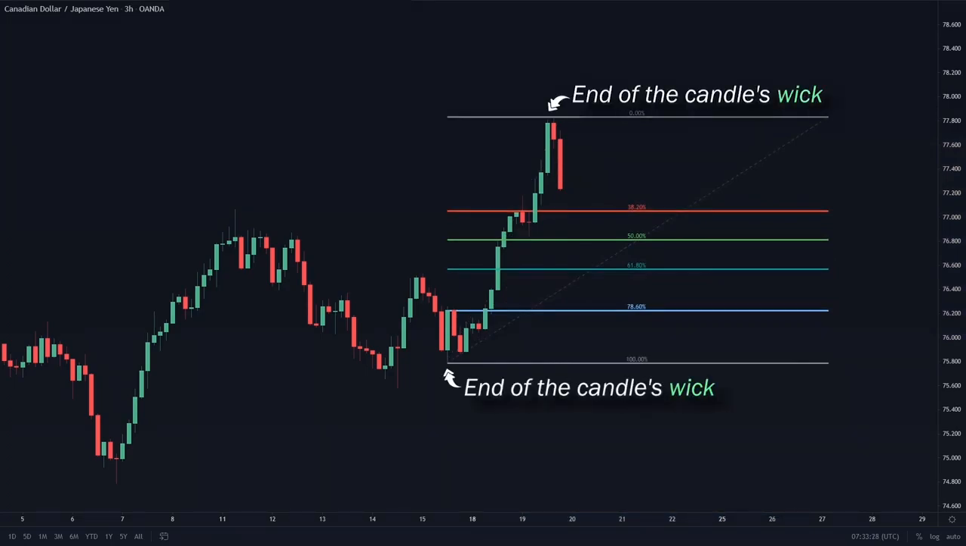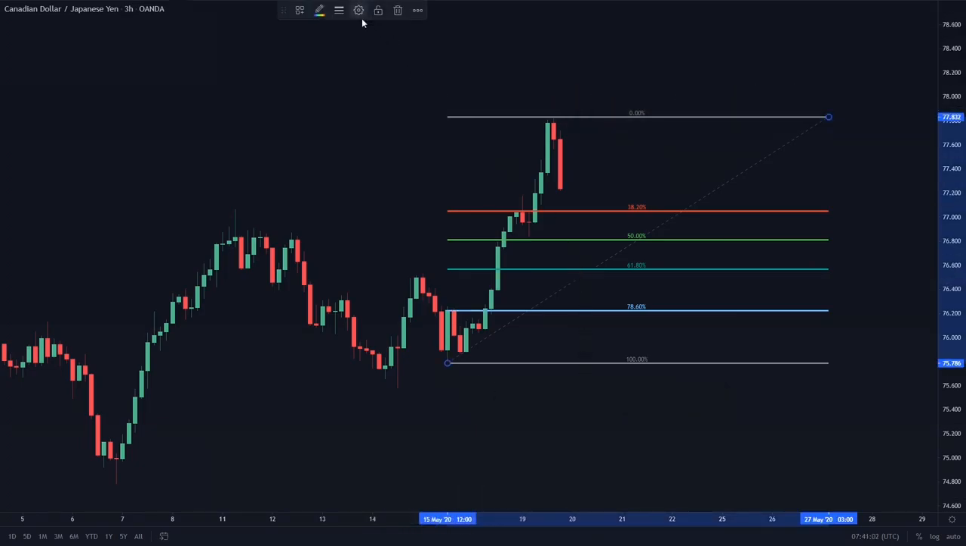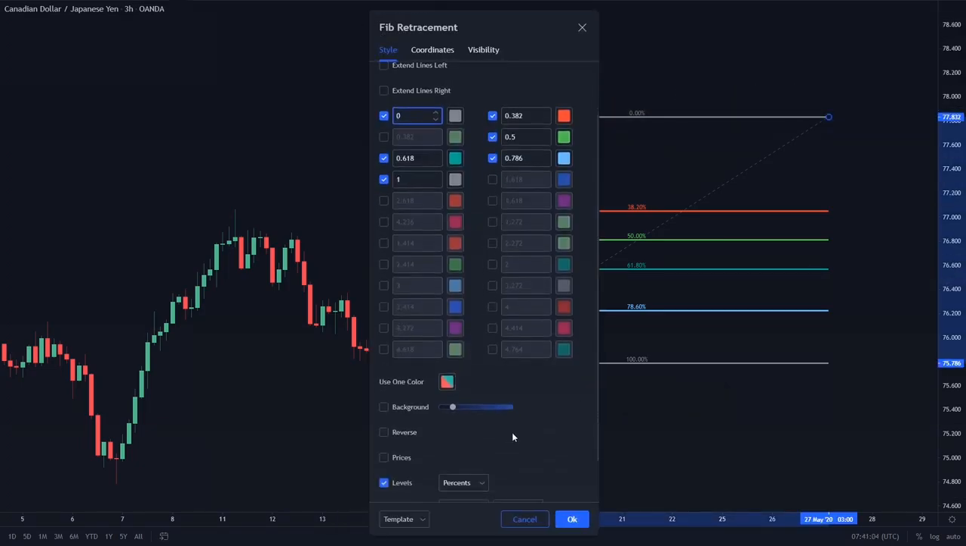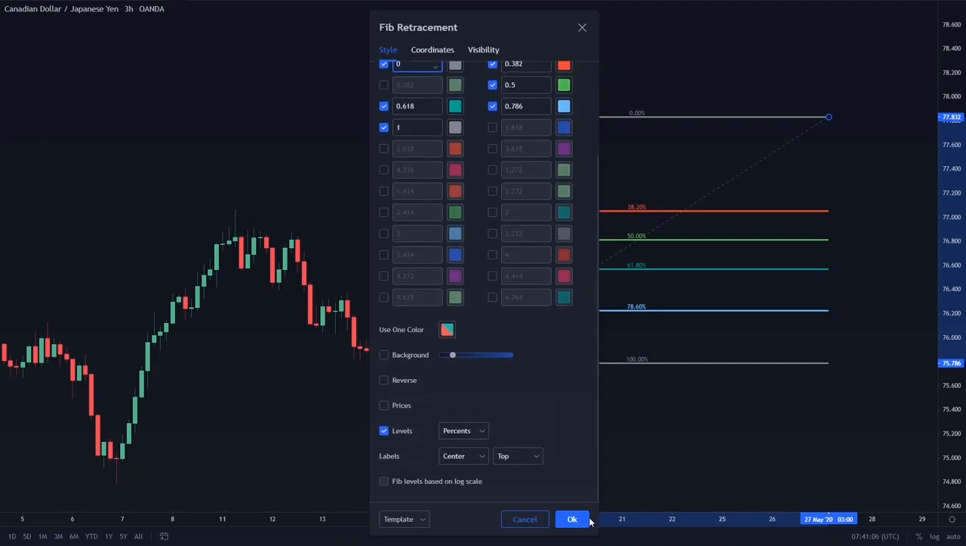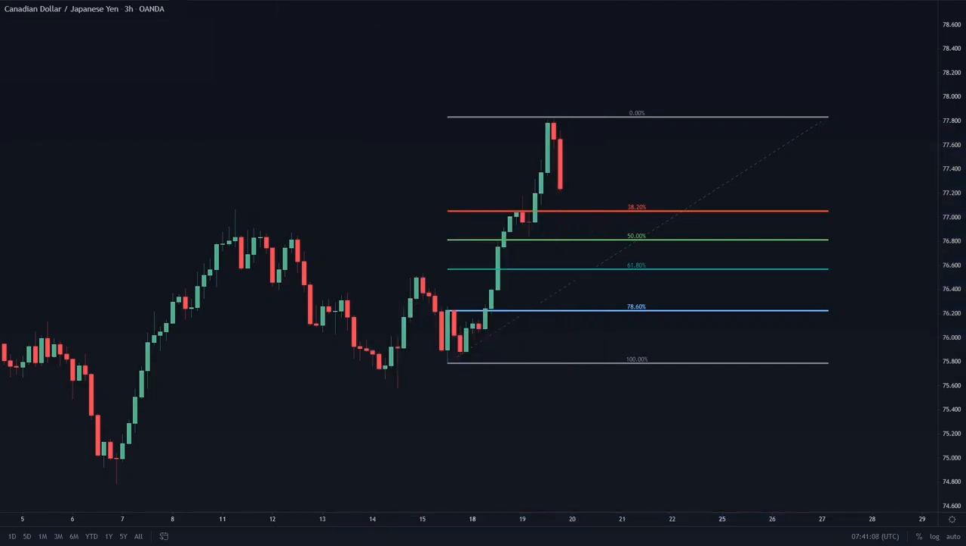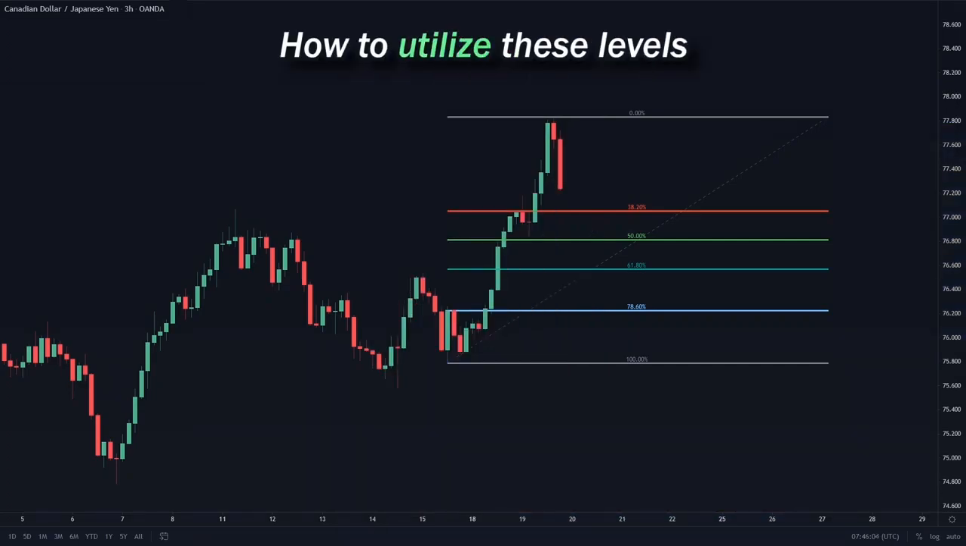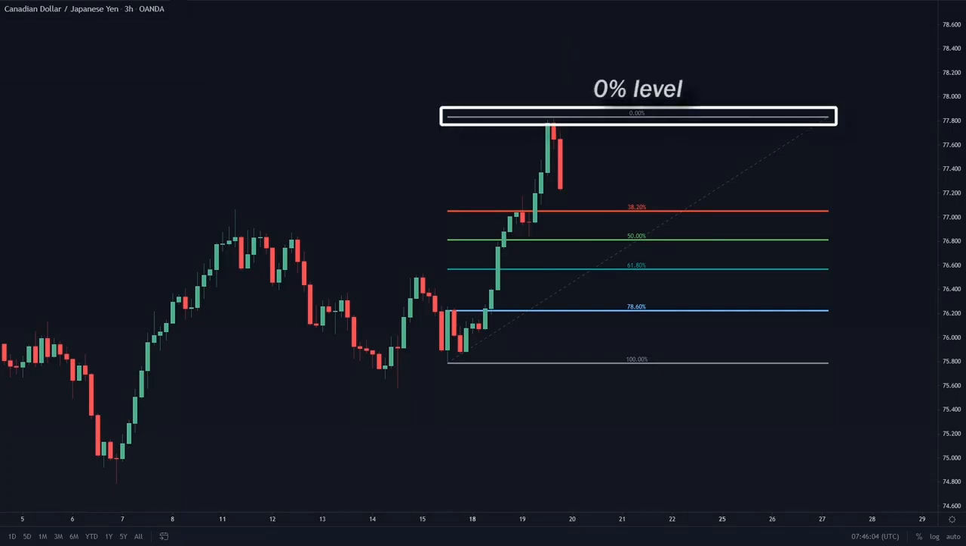And as you can see, we now have the Fibonacci levels in place. And again, I advise you to follow the custom settings that I have so that it'll be easier for you to follow along. So now, I'm going to show you how to utilize these levels. Starting from the top, you have your 0% level, which is basically your starting level.